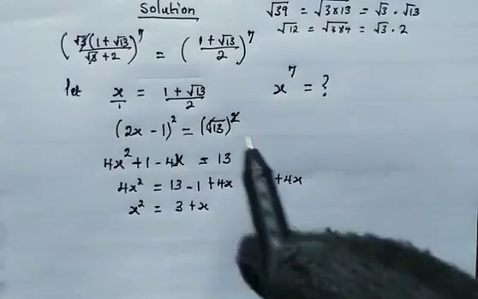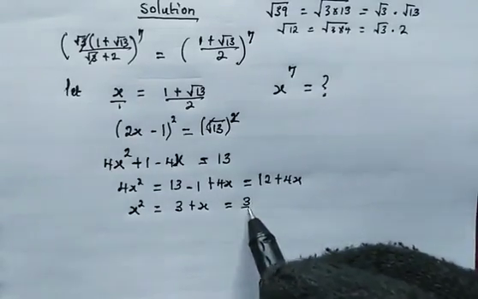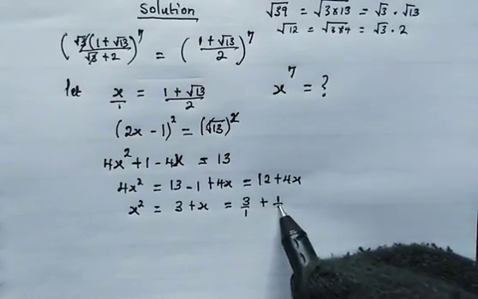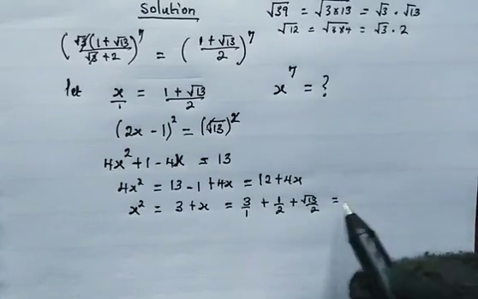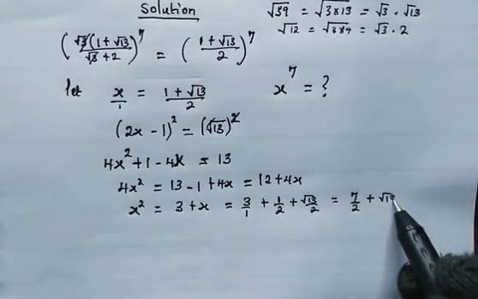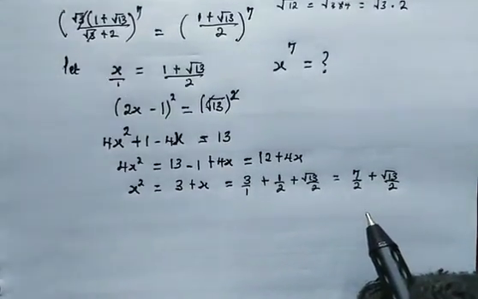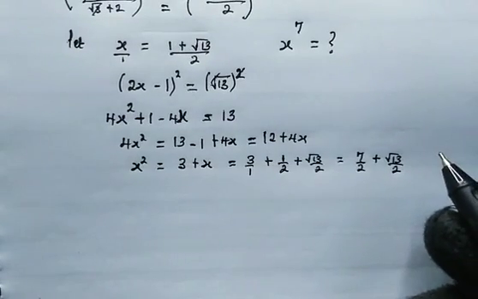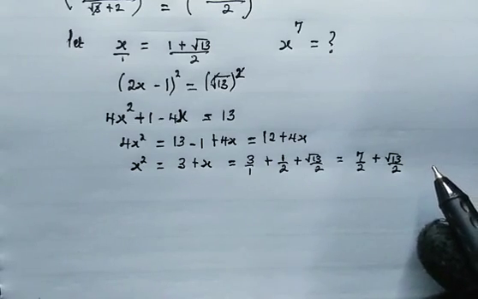And what is x? x equals 1 plus root 13 over 2. So we're going to substitute that to simplify more. So we have this. We can split that denominator, which becomes 1 over 2 plus root of 13 over 2. And from here, this simplifies to 7 over 2 plus root of 13 over 2. Amazing. Okay, so what do we do next? Remember, we are looking for the seventh power of x.